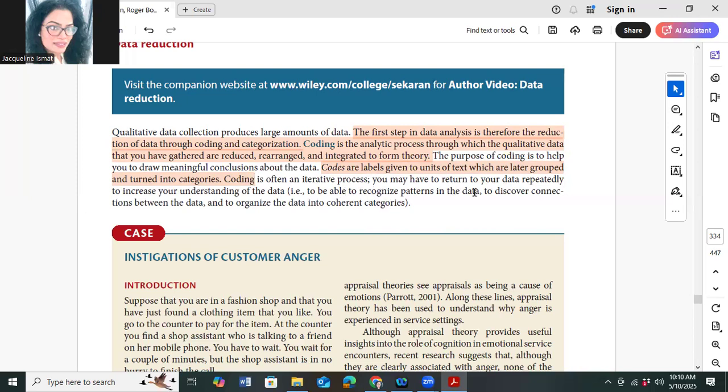That is, you are able to recognize patterns in the data, to discover connections between the data, and to organize the data into coherent categories.